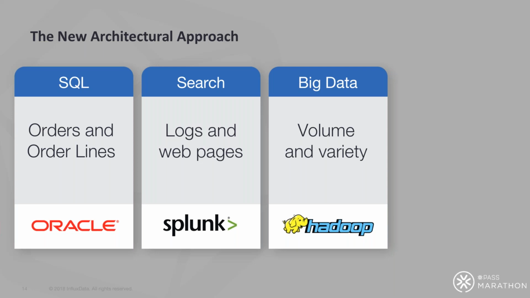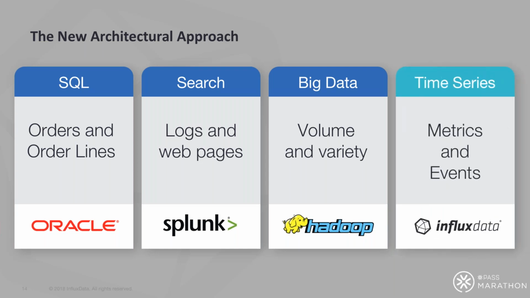And finally, we have big data, which is all about volume and variety. You can store structured, unstructured, multimedia files. You can do sentiment analysis on all this data. You can have data lakes and you can have big data stores. And finally, we are categorizing a new type of data store, which is all about time series data.